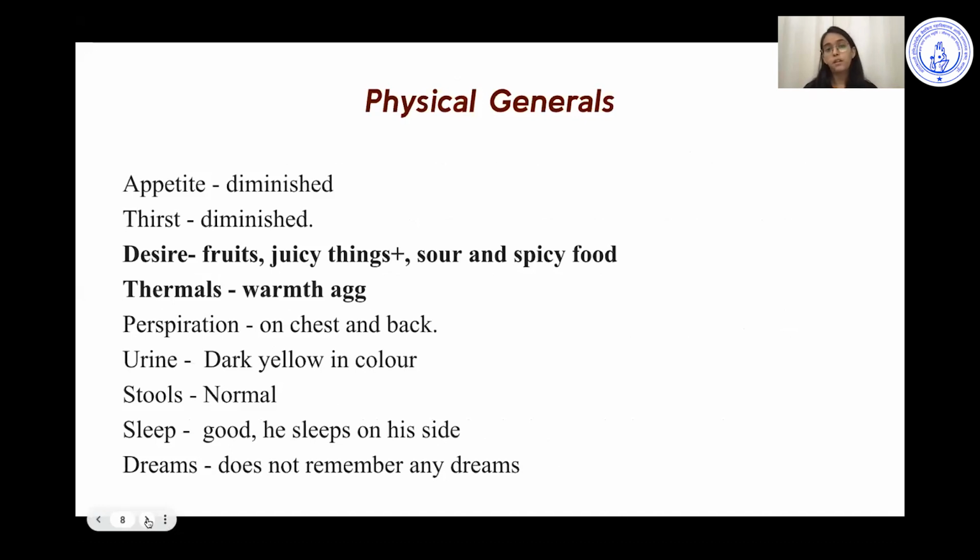So for his physical generals, we asked him what changes he's noticing in this acute condition. He said that because of all this, my appetite is diminished, my thirst is diminished, but I'm craving fruits. He said, I don't just want any fruit, I want juicy fruits. The fruit should be juicy. I just feel like having a juice, like citrus fruit I'm desiring. So I'm just eating that, and I'm just drinking the juice. I'm not eating anything else. I just want fruits and sour, spicy things.